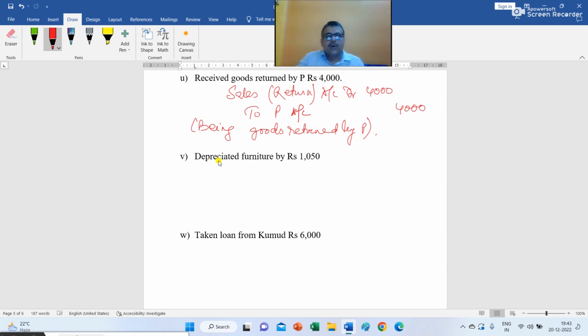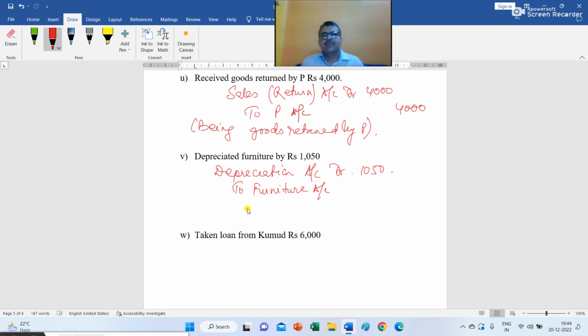Next is depreciated furniture by rupees 1,050. So, you have to debit depreciation account. This is a non-cash transaction. So depreciation account debit. Please remember this journal. Depreciation will be debited and credit will be given to furniture account. So there is a diminishing in the value of furniture. The furniture value is being diminished because there is wear and tear of the furniture from its use. So depreciation has to be debited, depreciation account debit to furniture account.